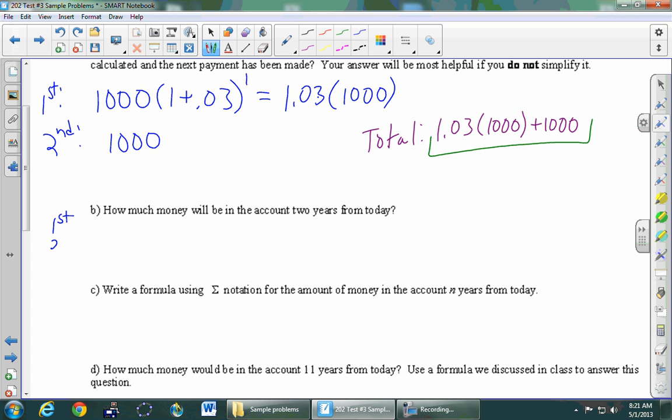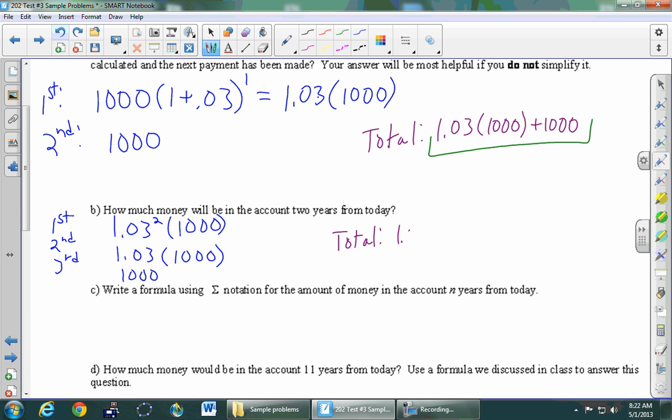So we got the first payment, we got the second payment, and the third one has just happened before we answered this question. So the first payment has 2 years to grow. So that's going to be 1.03 squared times 1,000. That squared is because it had 2 years to grow. The payment we made last year has been growing for 1 year, so it's 1.03 to the first times 1,000. And then finally, the payment that we just received today was a straight 1,000, and it didn't have any time to grow yet. So then the total is the sum of those 3 things.